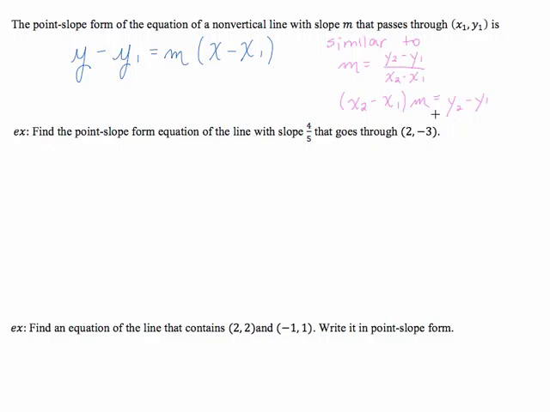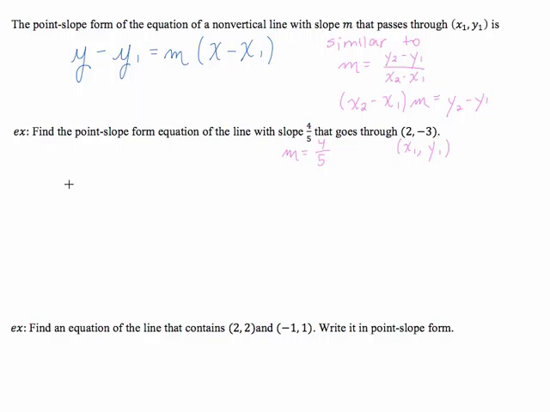So let's practice with this equation of the line. This is a very useful equation, particularly in calculus. So let's find the point-slope form equation of the line with slope 4/5 that goes through the point 2, -3. So this is my x1, y1 right here. And this is my m for my slope.